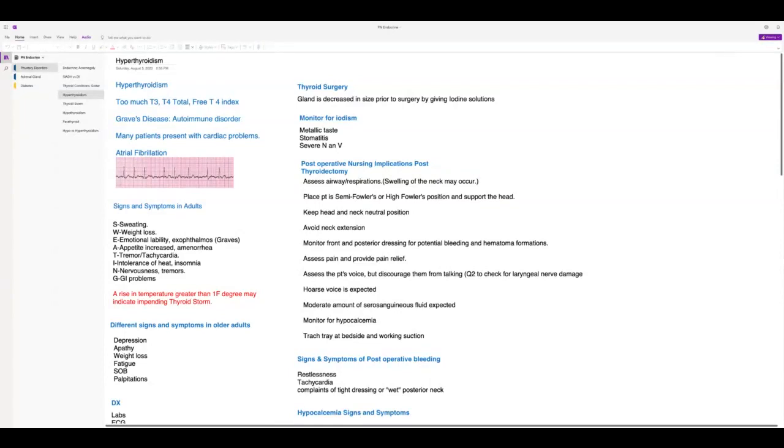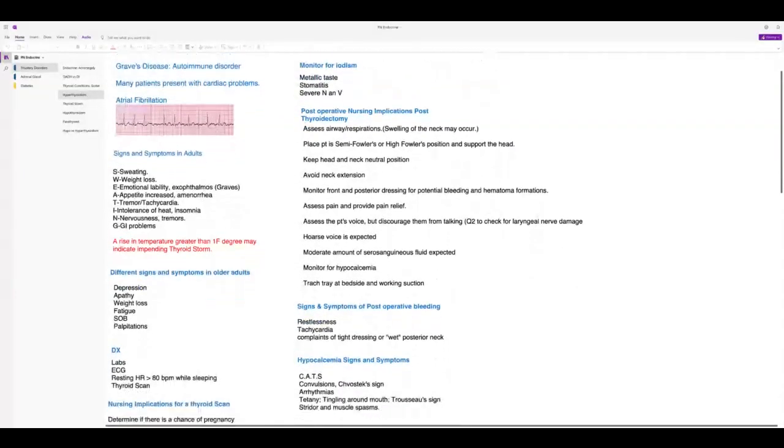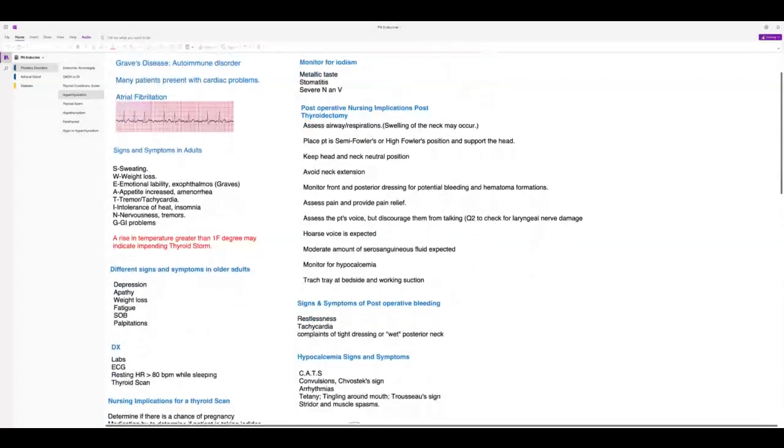You need the trach at the bedside and make sure your suction is working. That is so important. It's a pet peeve of mine as a nurse that you don't have emergency equipment ready to go. And then your signs and symptoms that show you that somebody's bleeding. Now, remember, I also gave you that tip about a wet neck. Okay, so anytime somebody starts bleeding, the first sign you're probably going to see is tachycardia, because tachycardia is the first sign of hypovolemic shock. So you're going to see that the patient will get restless, so they'll have restlessness.